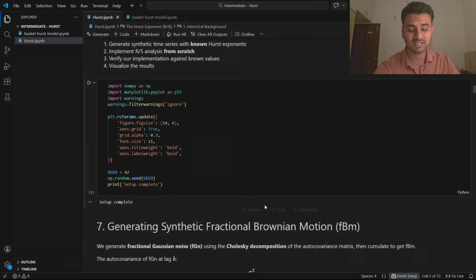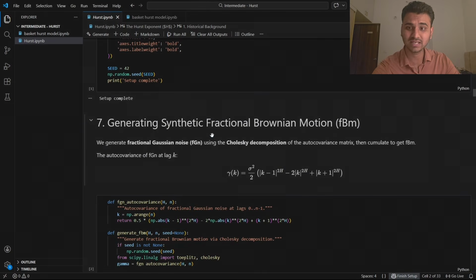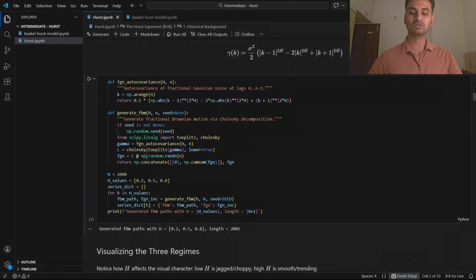Starting with the code, we generate synthetic time series with known Hurst exponents, implement from scratch, verify our implementation against a library, and visualize results. So this is generating synthetic fractional Brownian motion. We calculate the fractional Gaussian noise using the Cholesky decomposition of the autocovariance matrix, then cumulate to get the fractional Brownian motion. This is the formula, and this is the result output.